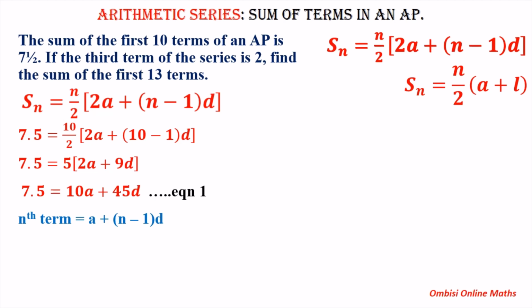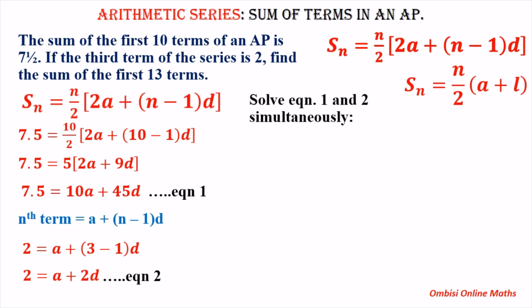So, the value of a, in this particular case, we don't have, but we have the value of n, which is the third term. So, the third term is 2, which equals a plus into brackets 3 minus 1 d, which simplifies to 2 equals a plus 2d. So you can call this one equation 2. Now, equation 1 and equation 2 are two simultaneous equations. So you solve equation 1 and 2 simultaneously and find that the value of d is going to be negative 0.5 and the value of a is 3.